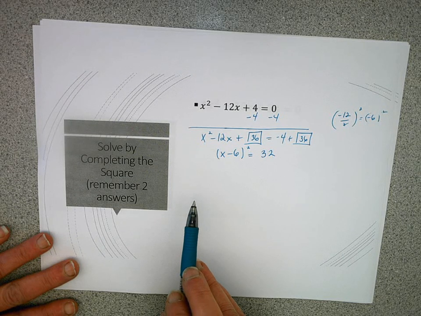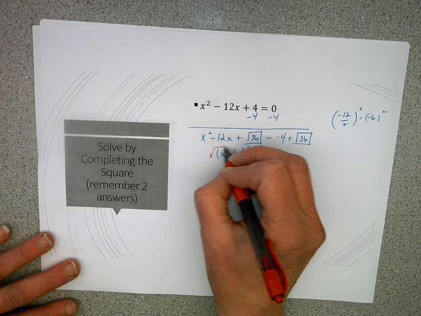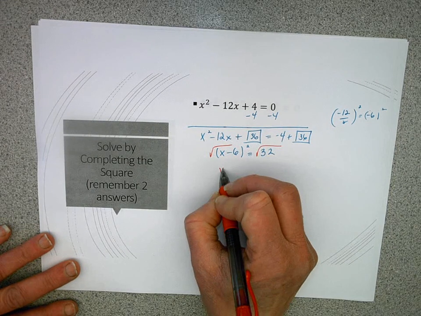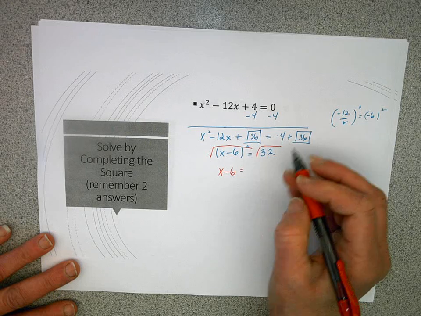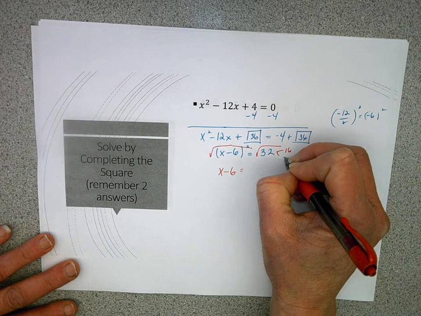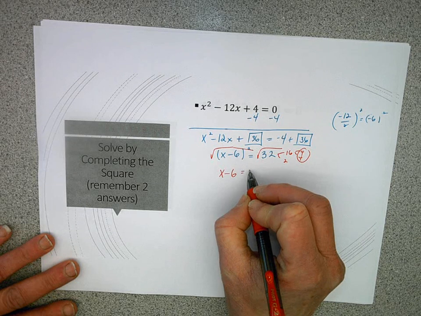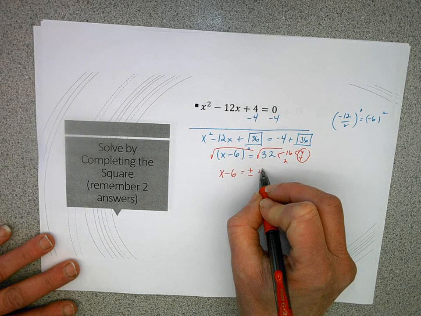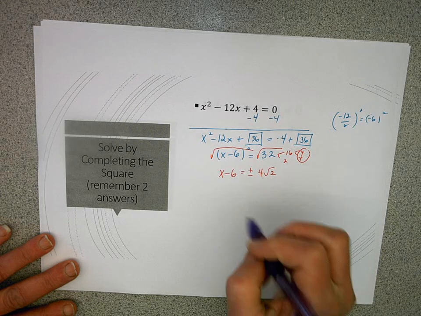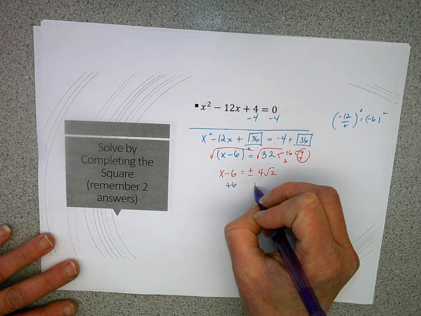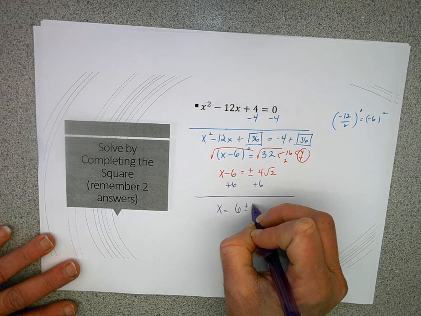So now we are going to solve. So from last chapter, you're going to take the square root of both sides. Square root and squared cancel out. But now we're going to be simplifying radicals a lot. So this is 16 times 2, or you can do 8 times 4. 4 times 4, plus or minus 4 radical 2. And then to get x by itself, we're going to add 6 to both sides. So our answer would be x equals 6 plus or minus 4 radical 2.